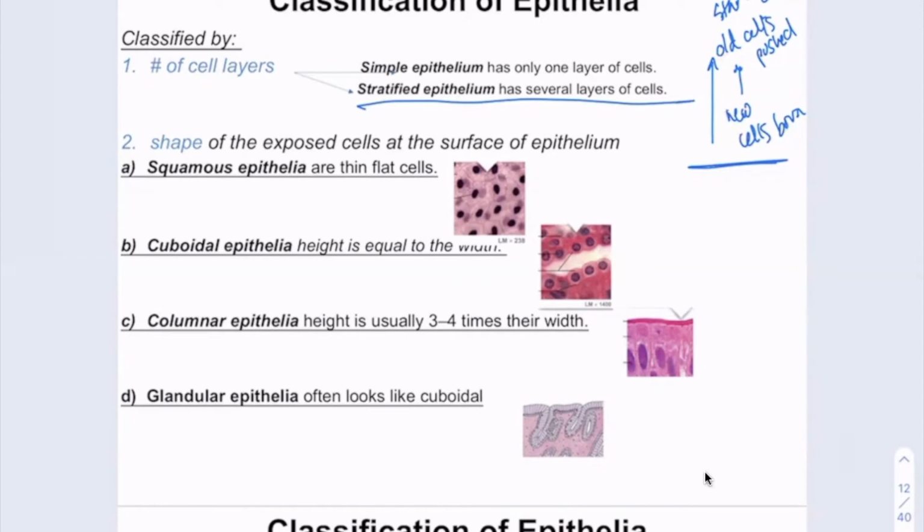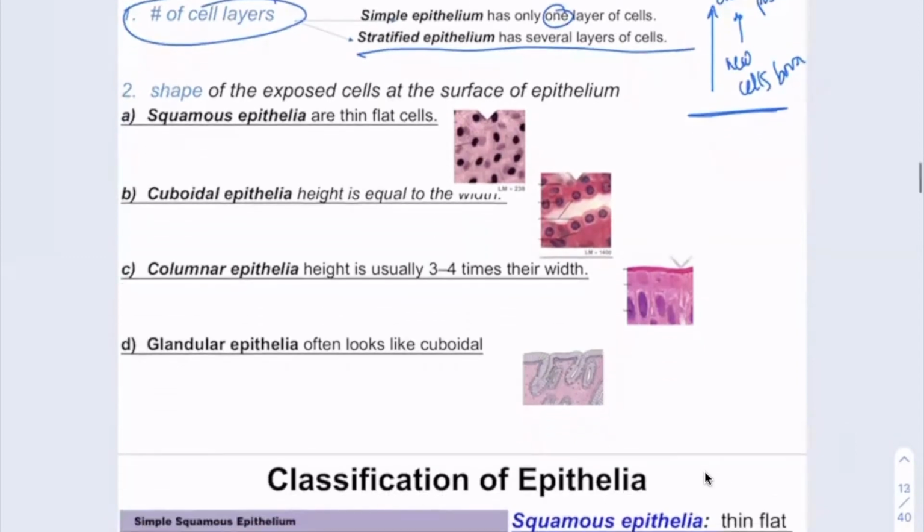It's epithelium. And epithelium is classified by the number of cell layers. So simple is one layer thick. And if it's more than one, it's called stratified or layered. The second way we classify epithelium is based on the shape of the cell.